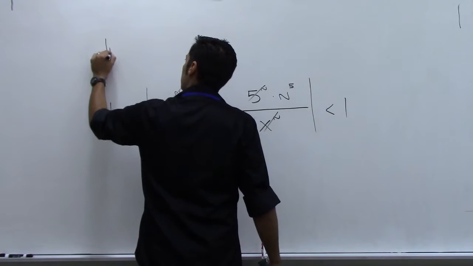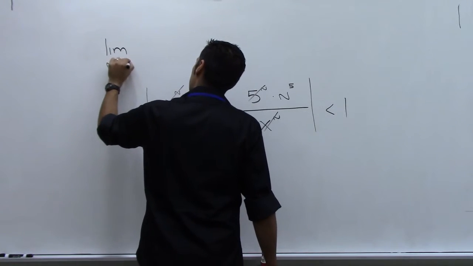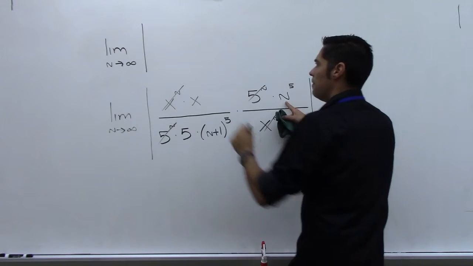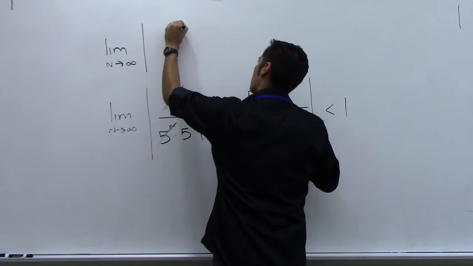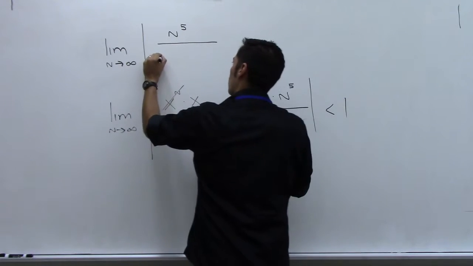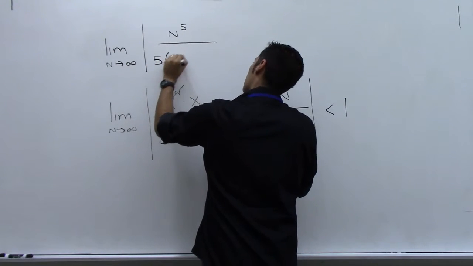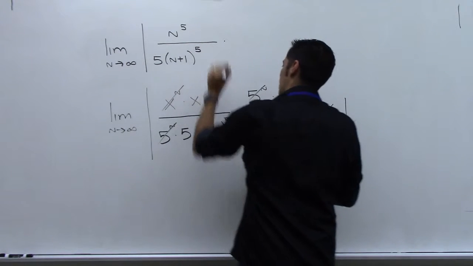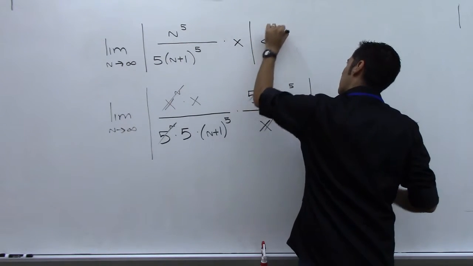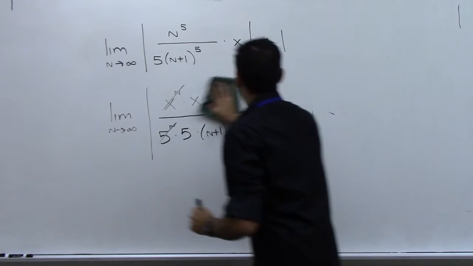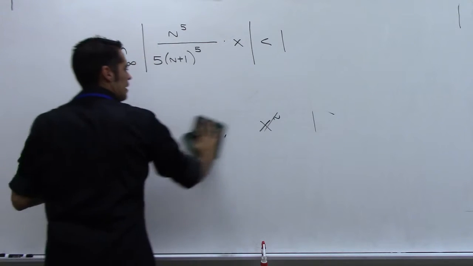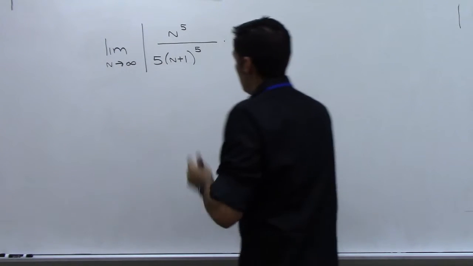So I have the limit as n goes to infinity of, let's see, I have n to the 5th here. On the bottom, I have a 5 and I have n plus 1 to the 5th, times, and then I have just an x. I need that to be less than 1. So you can see that when I take this limit right here, I get infinity over infinity.